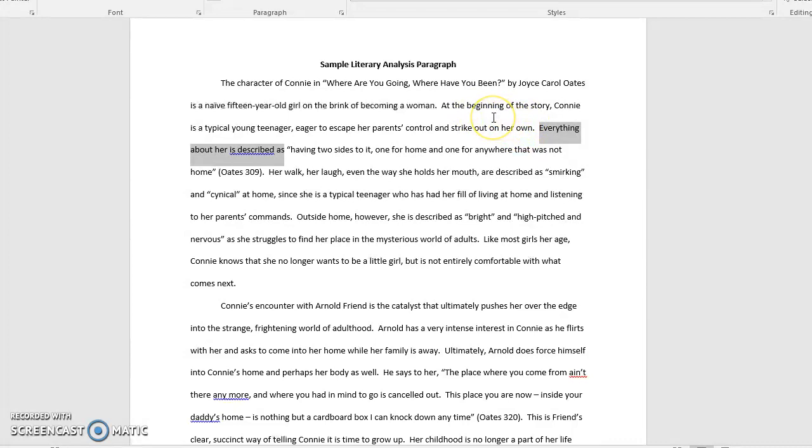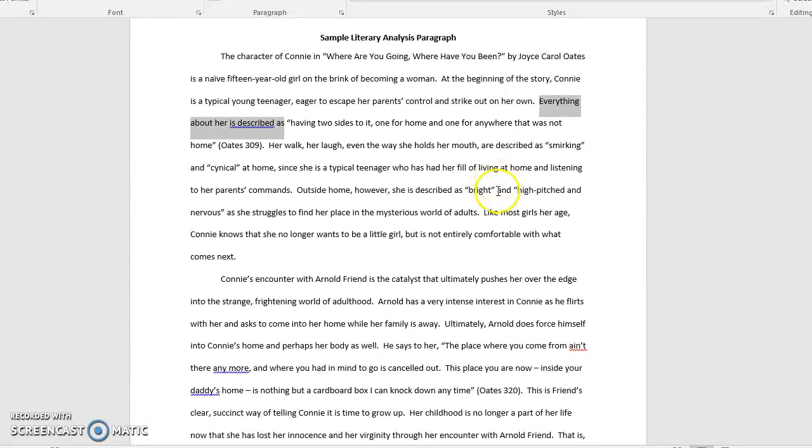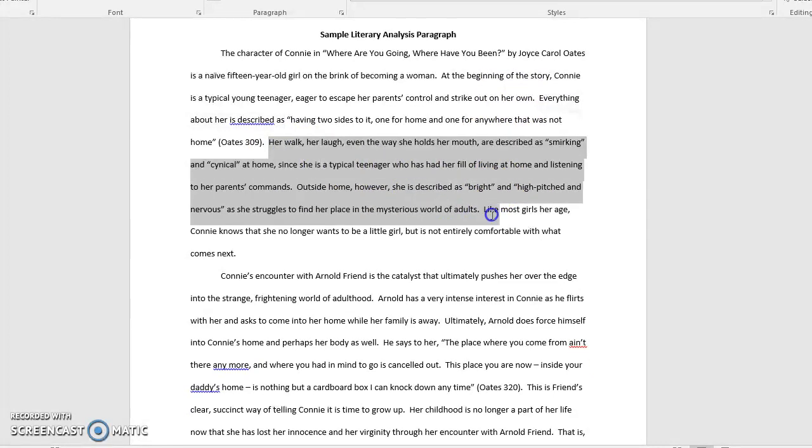You have to make sure it's clear to the reader what's going on at that point in the story, and then you have to lead into your quote. And then all of this is analysis of the quote. You know, the quote is the heart of the paragraph. Her walk, her laugh, all are described as smirking and cynical at home. You know, the quote says she has 2 sides, one at home, one everywhere else. There's smirking and cynical at home, since she is a typical teenager. Outside home, however, she is described as bright and high-pitched and nervous, struggling to find her place in the world. Like most girls her age, she knows that she no longer wants to be a little girl, but is not entirely comfortable with what comes next.